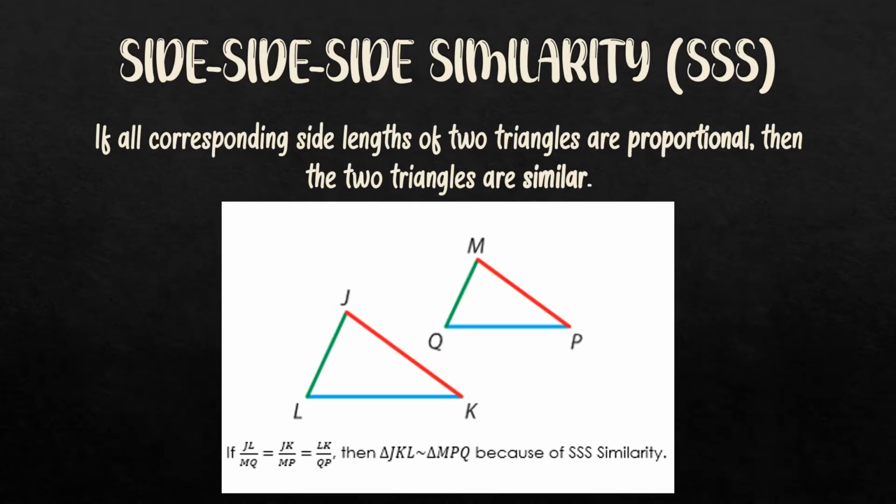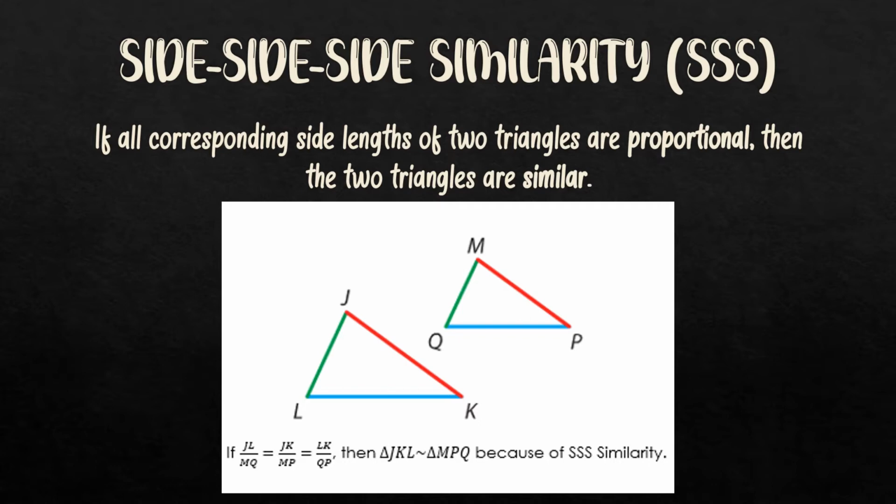Side, side, side is another way to prove that triangles are similar. If all your corresponding side lengths are proportional, then the 2 triangles will be similar. So if you set a proportion up between JK and MP, JL and MQ, and LK and QP, if they're all proportional to one another, then you know the 2 triangles are similar by side, side, side.